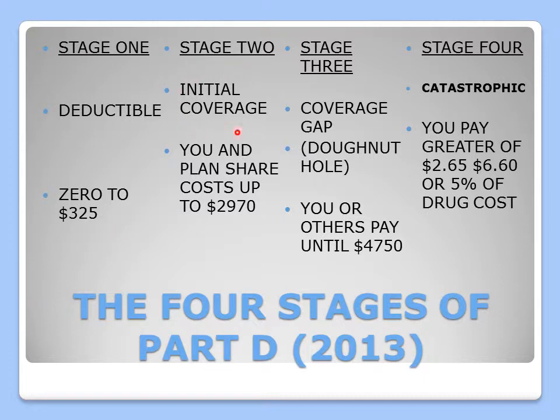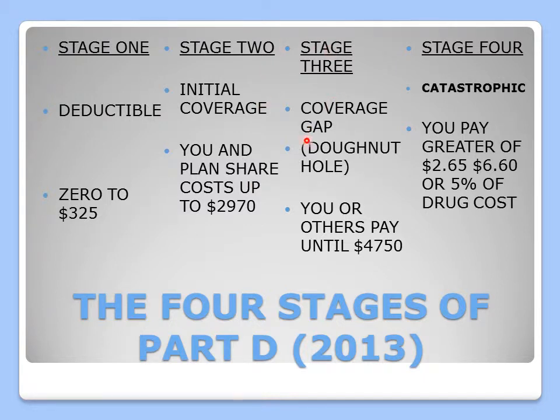Stage 2 is the initial coverage period. You would pay some costs. The plan would pay some costs of the drugs until the total cost of the drugs of what the two combined paid were $2,970. At that point, you would move to Stage 3.